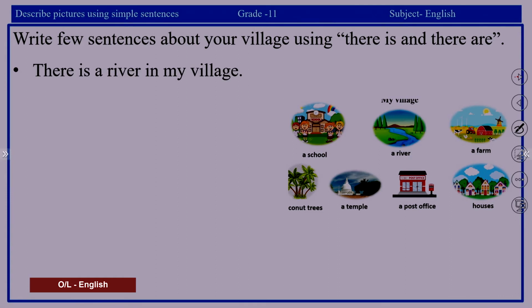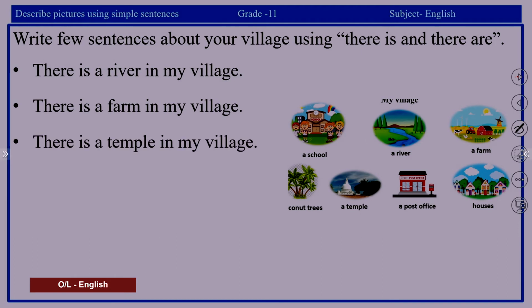Yes. Shall we read the sentences? There is a river in my village. There is a farm in my village. Can you see a farm? Yes, there is a farm in my village.